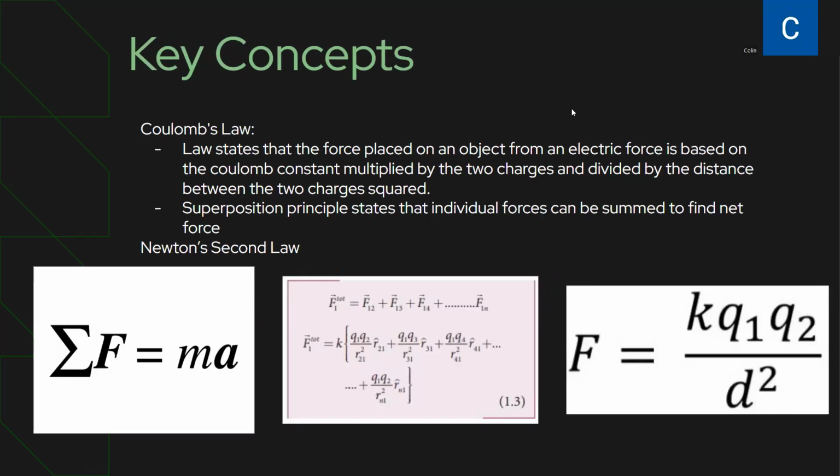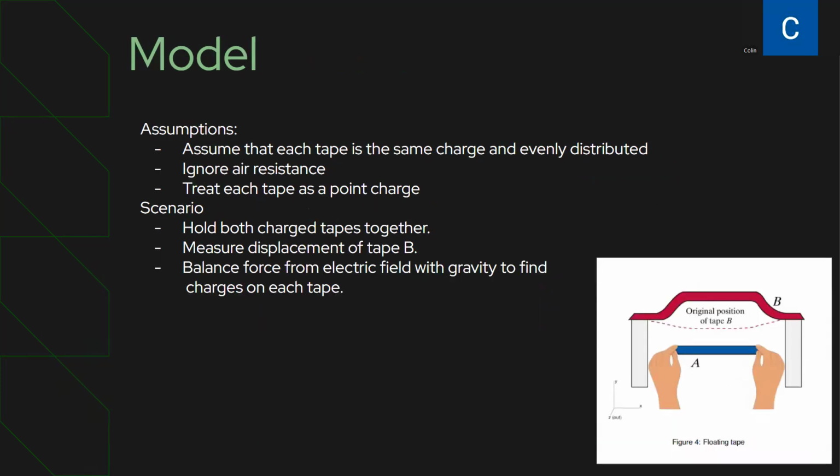Coulomb's law states that the force placed on an object from an electrical force is based on the Coulomb constant multiplied by two charges and divided by the distance between the two charges squared. The superposition principle also states that the individual forces can be summed to find the net force on an object. This, along with Newton's second law, are the key concepts for this lab.